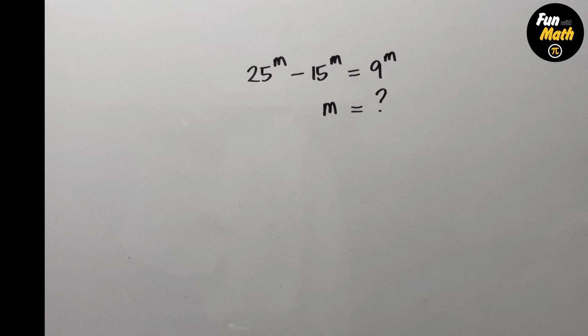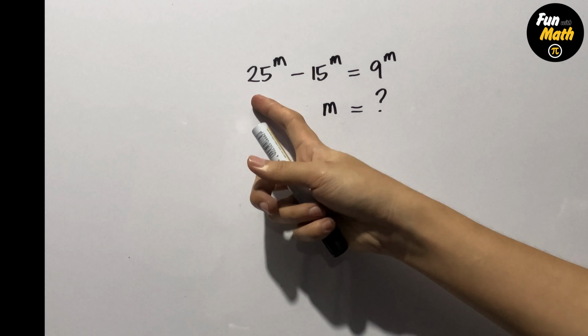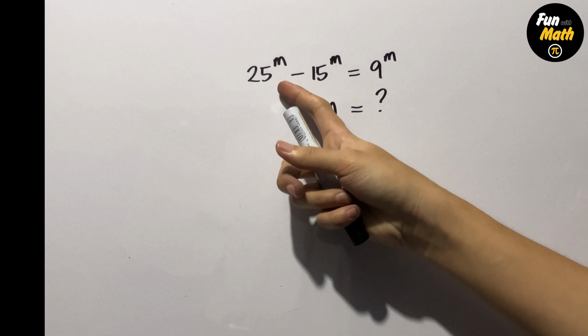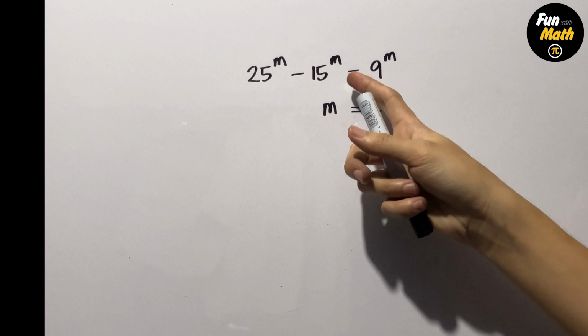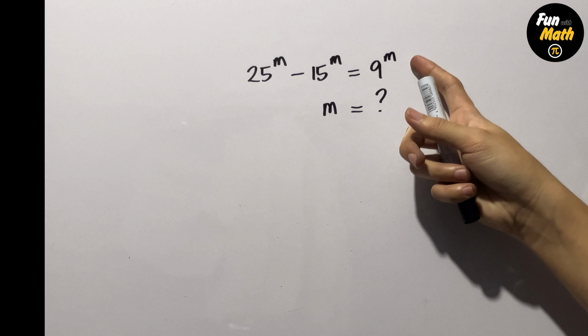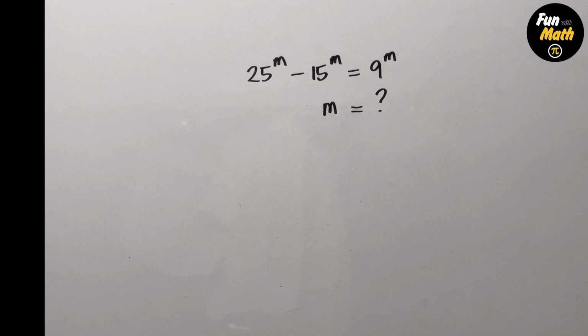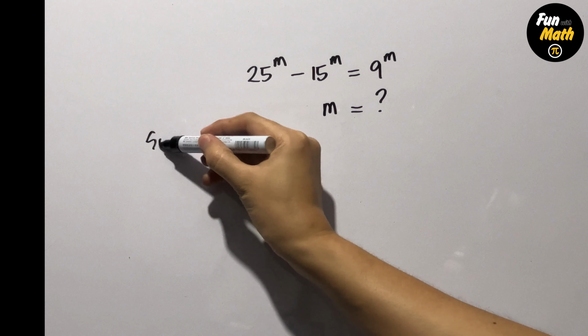Hello everyone, here's a nice problem. 25 to the power of m minus 15 to the power of m is equal to 9 to the power of m. What is m? So here's the solution.